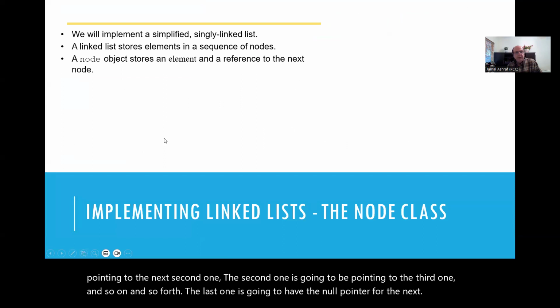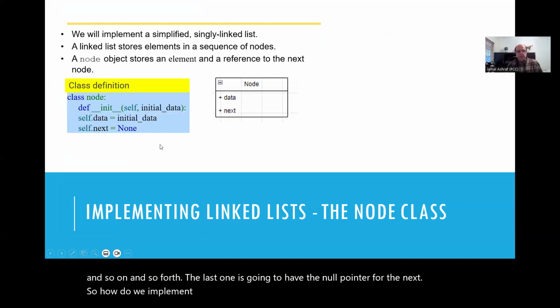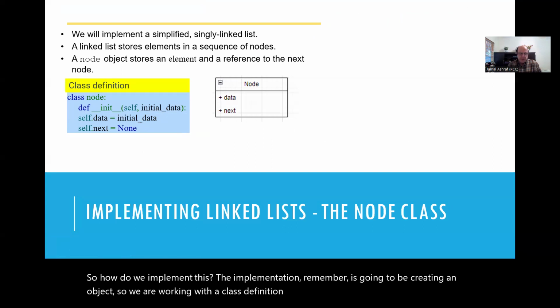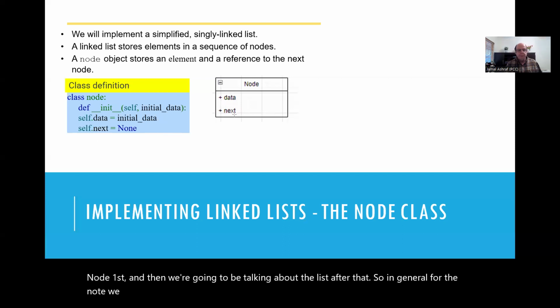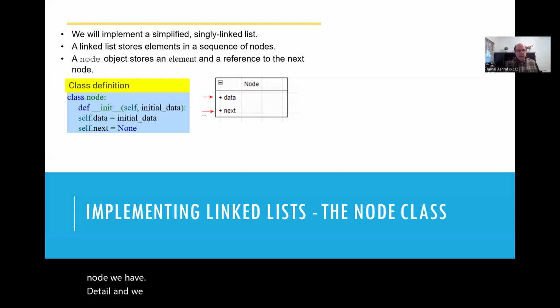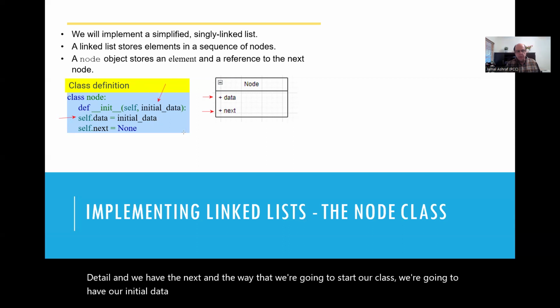So how do we implement this? The implementation, remember, is going to be creating an object. So we are working with the class definition of the node first, and then we're going to be talking about the list after that. In general, for the node, we have data and we have next. And the way that we're going to start our class, we're going to have our initial data that is coming to us through the parameter.